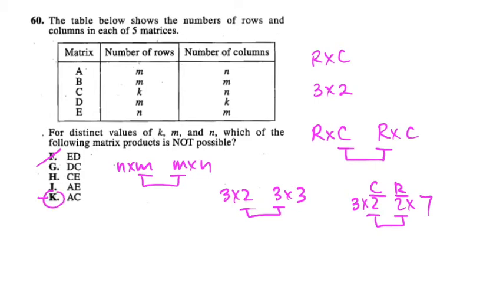If we look at A, it is an M by N, and C is a K by N. These two numbers are not the same. That is why K is our answer. The product is not possible.